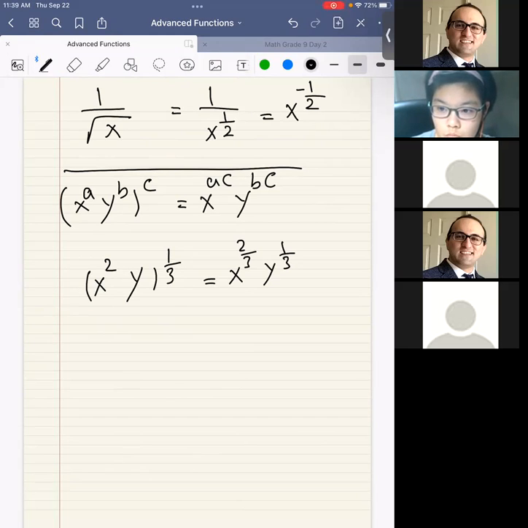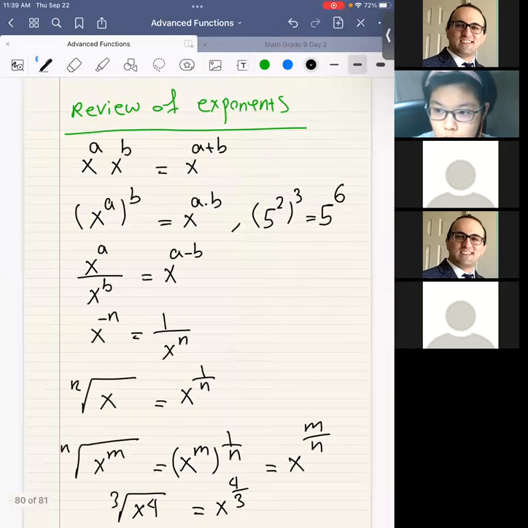Now, these are just some facts that you should know about working with exponents. Make sure you know and understand each of them very well. And please let me know whenever you have any questions.